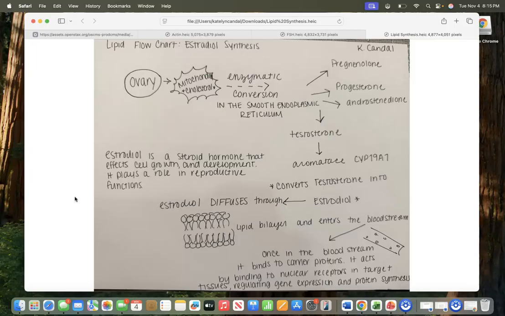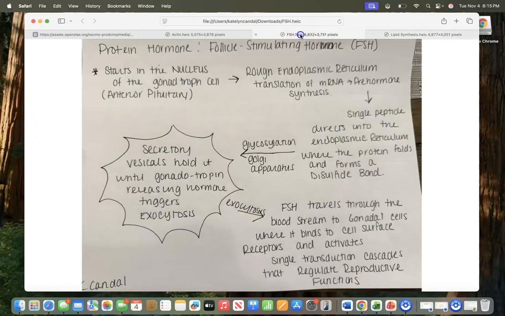Testosterone then goes through aromatase, which converts testosterone into estradiol. Estradiol then diffuses through the lipid bilayer and enters into the bloodstream. Once it's in the bloodstream, it binds to carrier proteins and acts by binding to nuclear receptors to target tissues that will regulate gene expression and protein synthesis. Estradiol is important because it actually affects the growth and development and plays a role in reproductive functions, specifically in females.